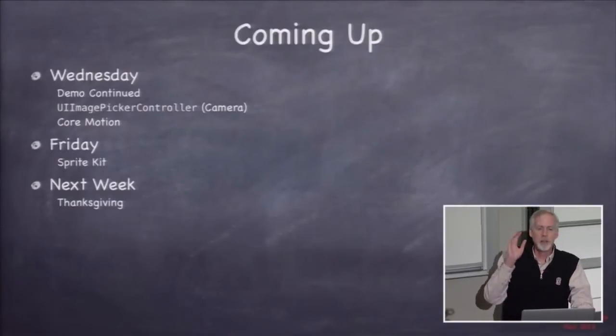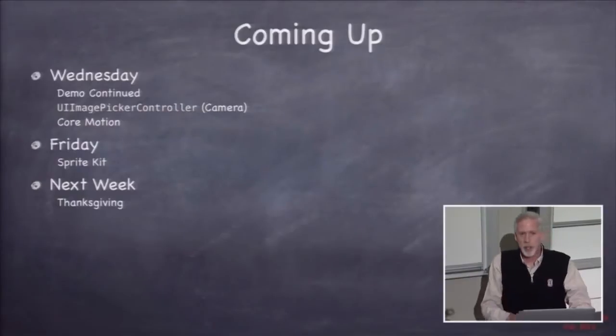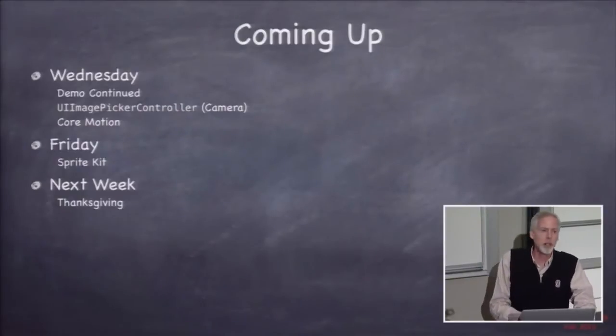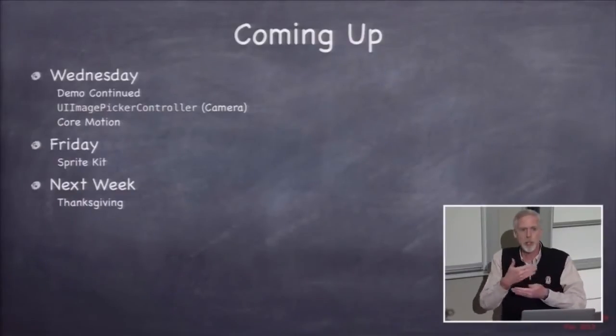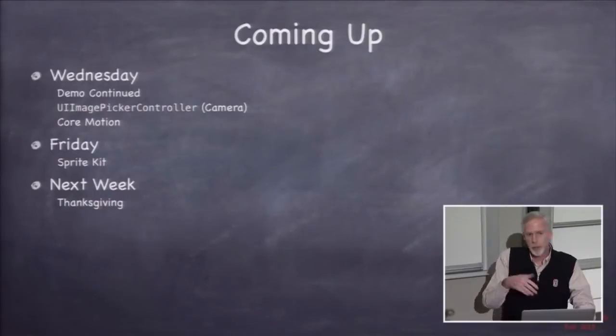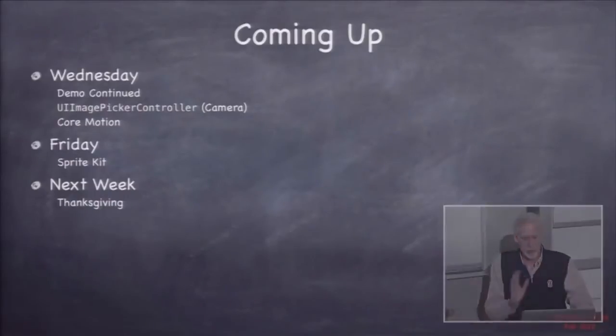Friday's section is Sprite Kit, which is a new iOS 7 kit for doing 2.5D games. Okay, games that look 3D, but they're really made out of 2D images. And then next week we have off, and then when we come back, we'll have some more miscellaneous topics.